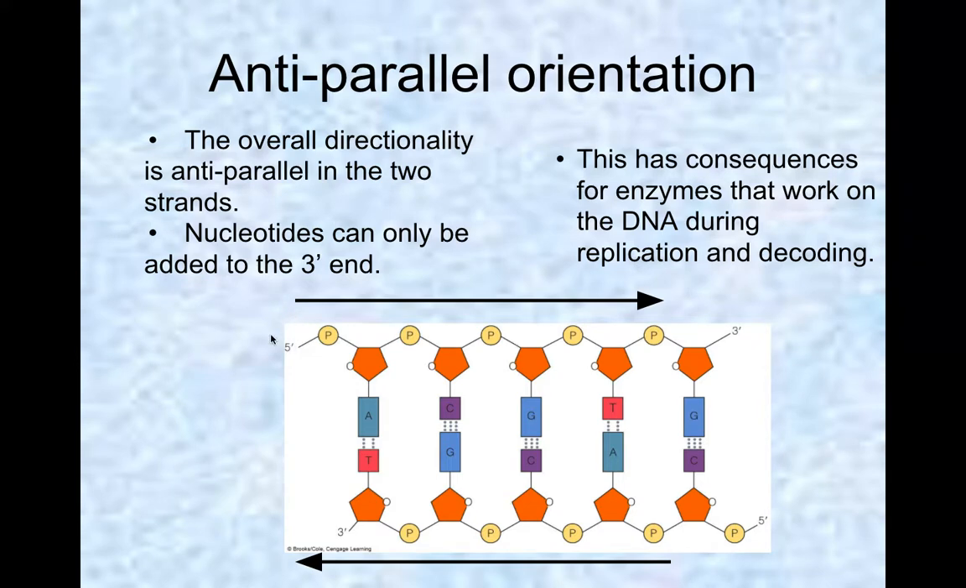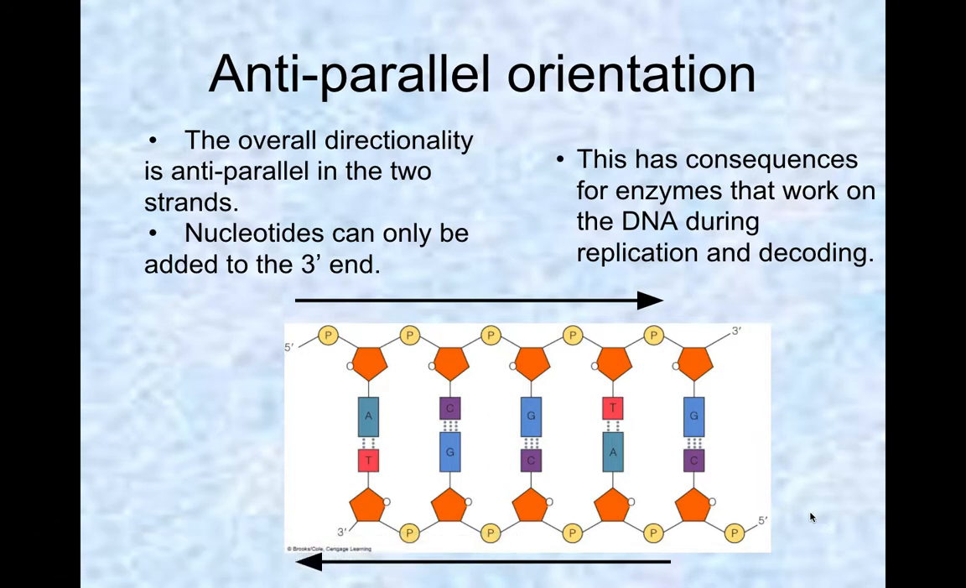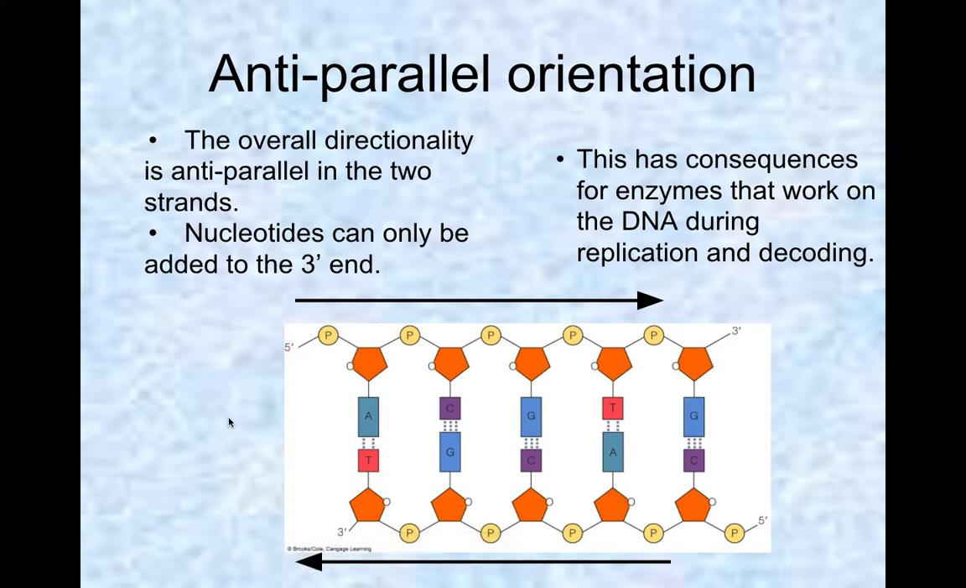So overall, 5 to 3 on this side. And then down here, the same thing, but just going in the opposite direction. So we have 5 to 3. Why does any of this matter? The most important thing, big star up here next to this bullet point right here.